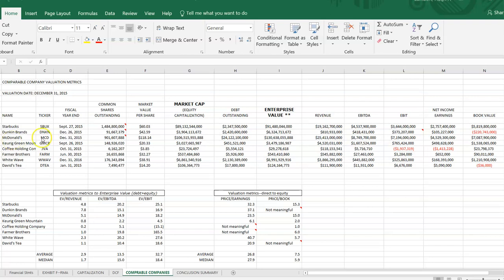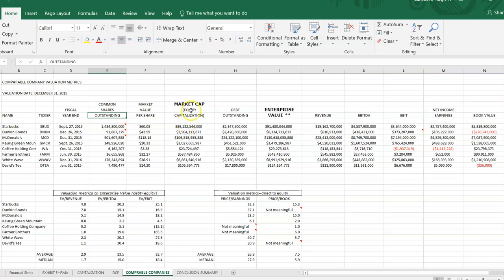For each of these companies, we have their name over here. We have their ticker symbol. We have the fiscal year. So when does their annual year end? And you'll notice most of these are 2015. This one is incorrect, I believe. We have the number of shares outstanding. We have the market price per share on the valuation date, so on December 31st.